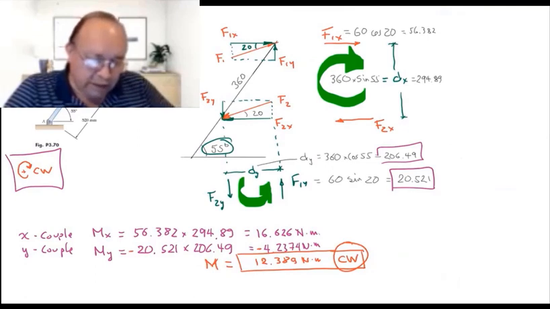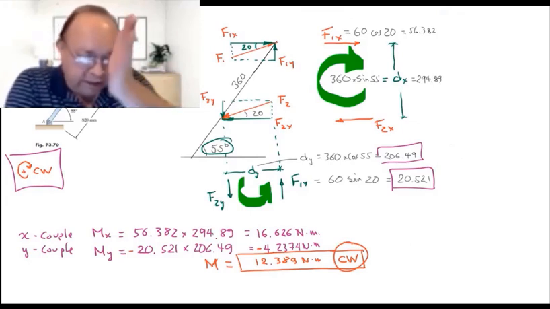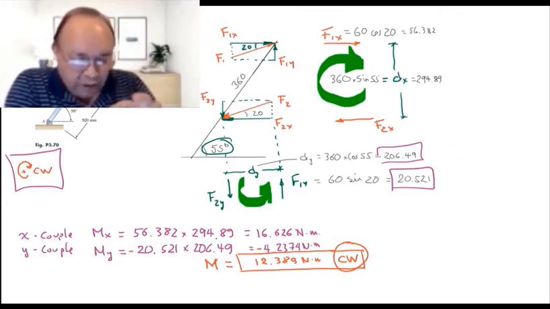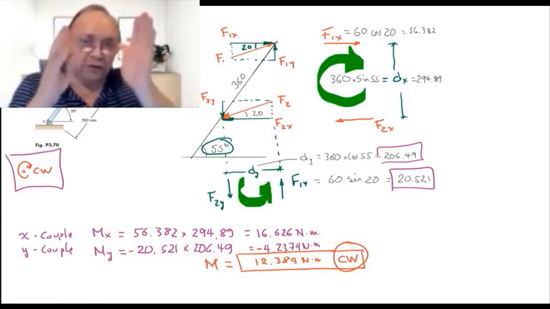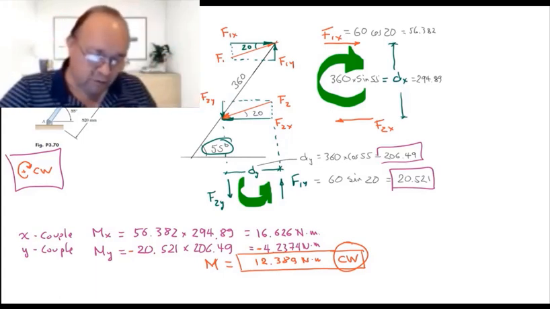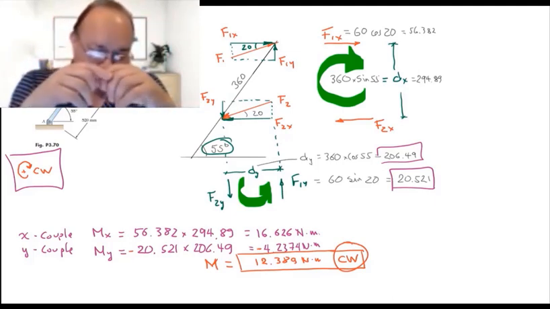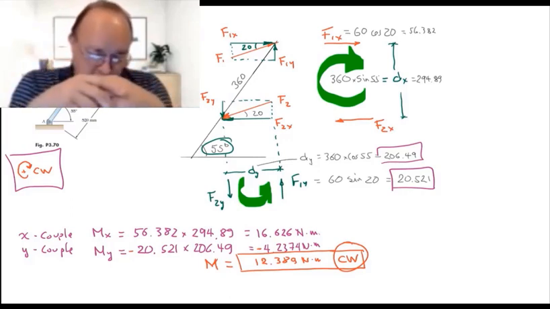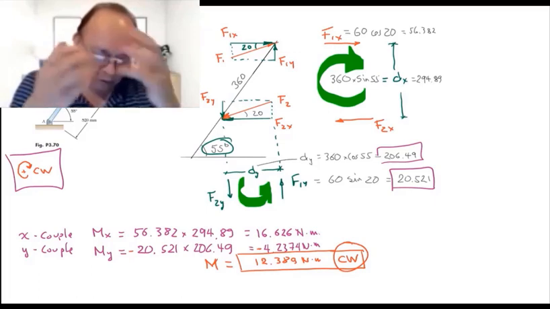So in this case, we calculated the moment produced by those two forces as we get the components of each force in vertical and horizontal component. In that way, we created two couples. One couple with horizontal forces, another couple with vertical forces, and we calculate both moments by multiplying force times distance, and we get the summation of those two, and that's how we got the total moment.